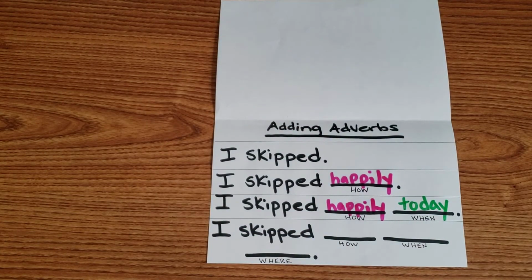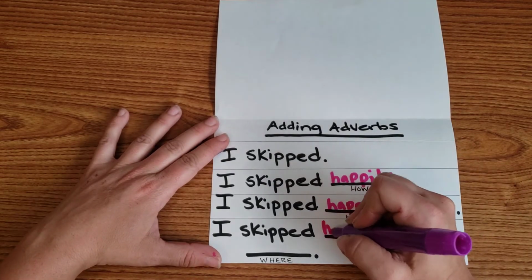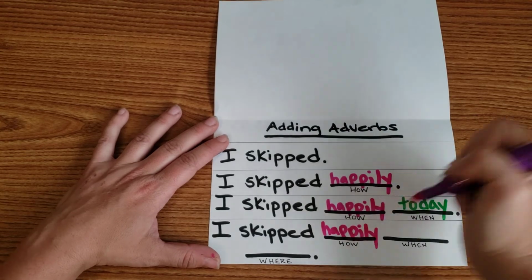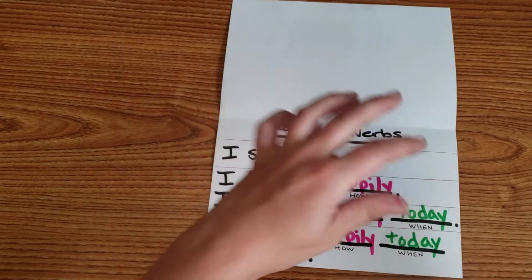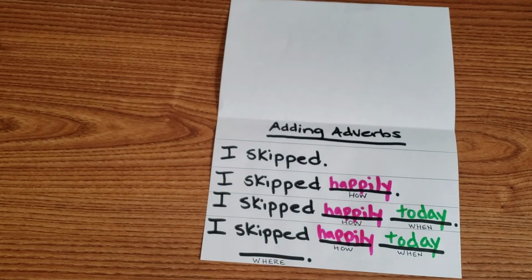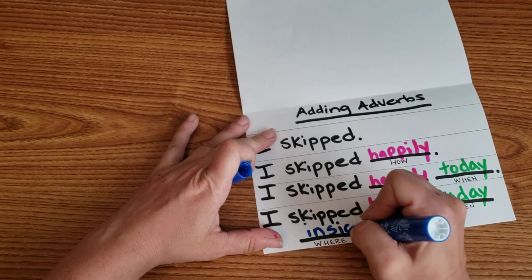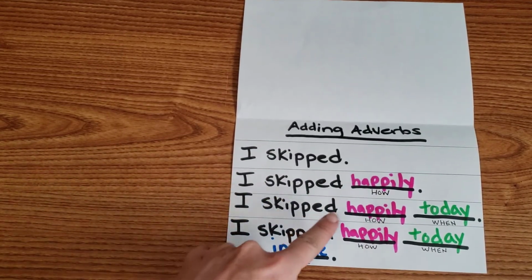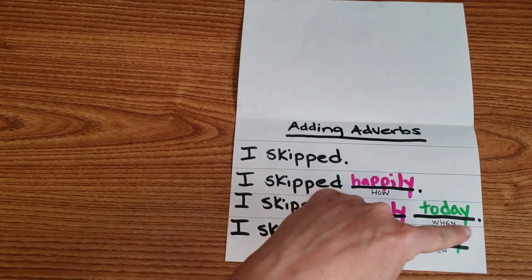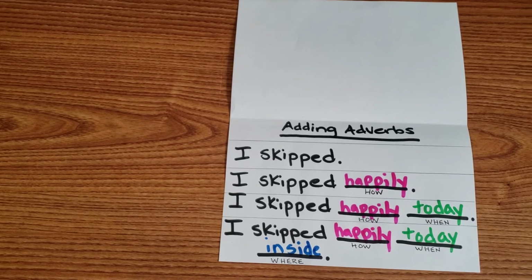And then I'm going to make one more sentence, and this time I'm going to add three adverbs, right? I'm going to tell how I skipped. I'm going to tell when I skipped. And I'm going to tell where I skipped. I skipped inside. So now I have I skipped happily. I skipped happily today. I skipped happily today inside. So look at those adverbs and how they make my sentence so much better, right? Because I'm telling more about how I did something, okay?